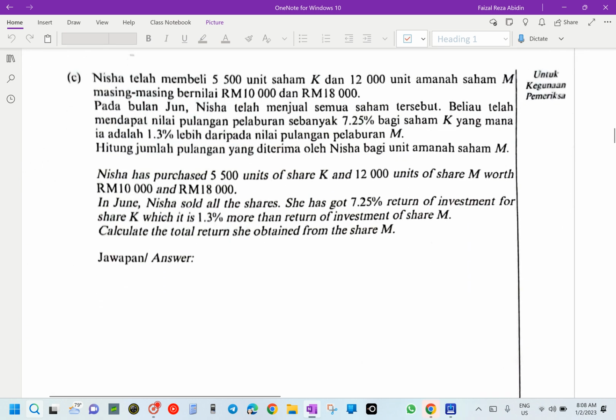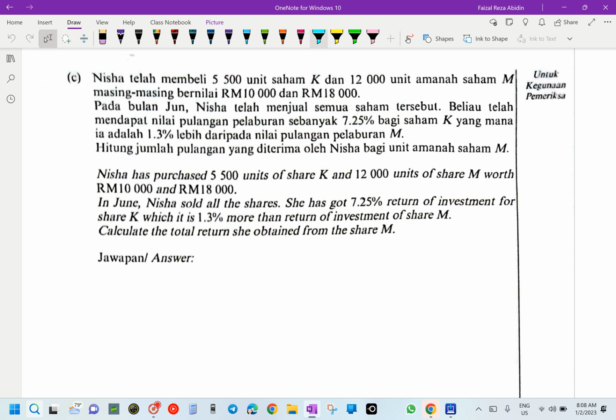So what we have over here, Nisha has purchased 5,500 units of share K. Okay, so we have two different types of share over here. 5,500 share K and 12,000 of share M. Worth 10,000 for share K and 18,000 for share M. In June, Nisha sold all the share.